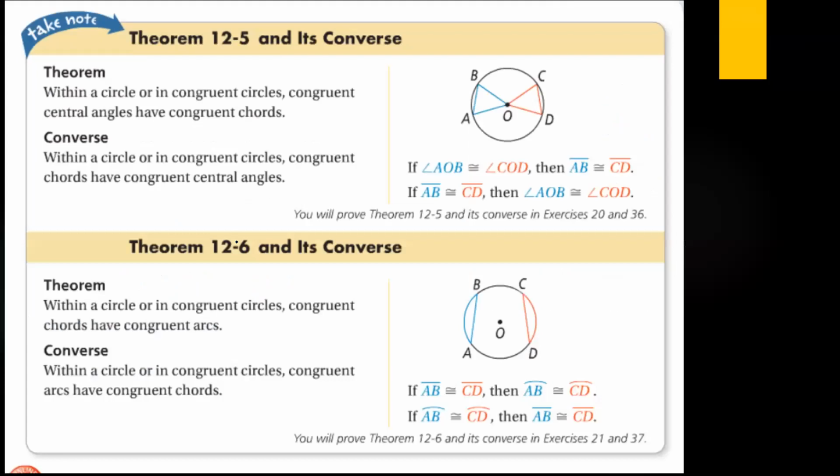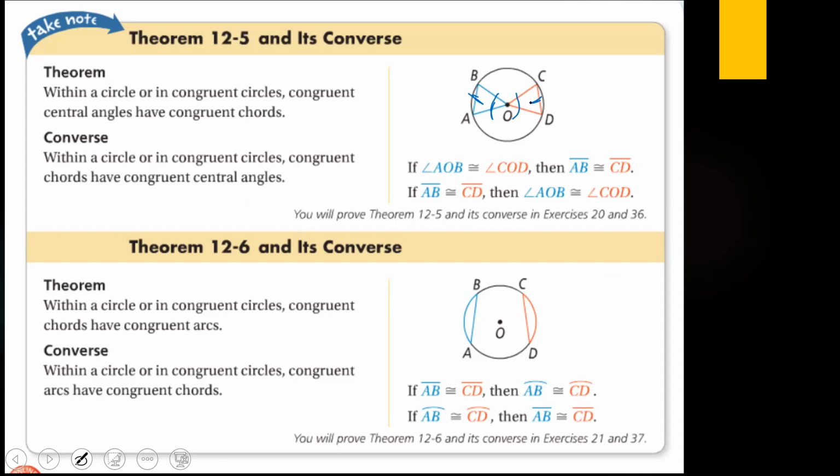Let's see now theorem 12.5 and theorem 12.6. In 12.5, within the same circle or within two congruent circles, congruent central angles have congruent chords. So in 12.4, we said that two congruent central angles have two congruent arcs. Here, two congruent central angles have two congruent chords. And also its converse.